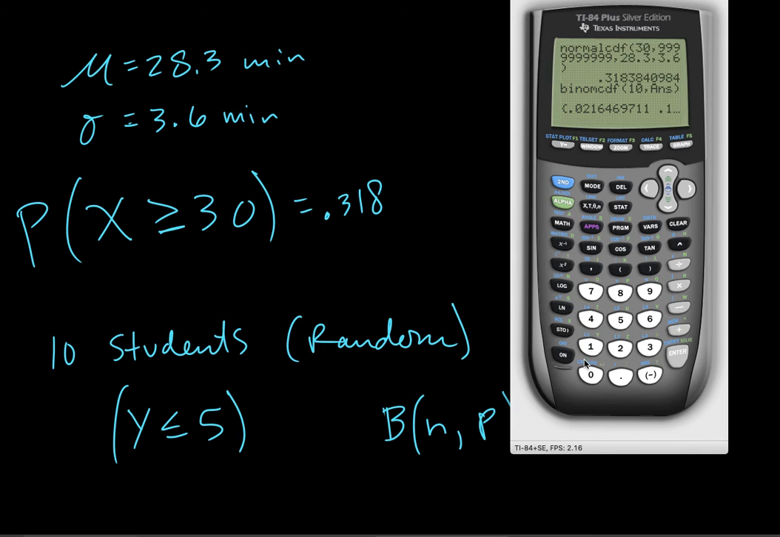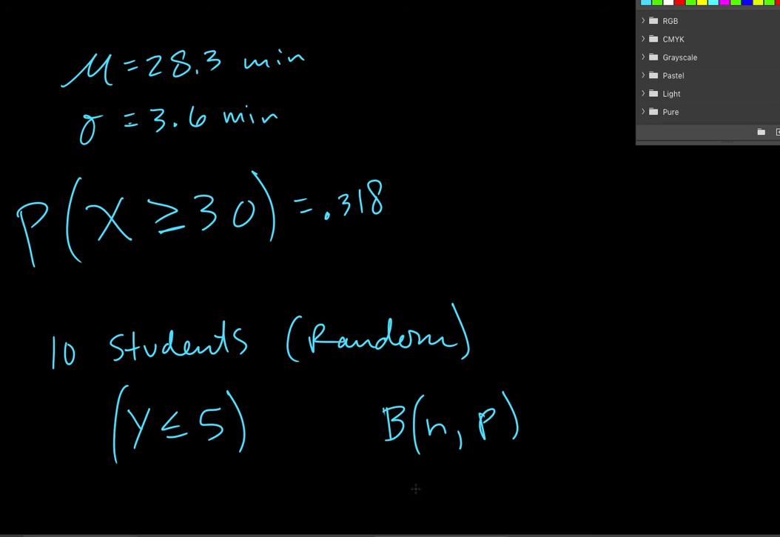Okay. So I'm going to go second catalog, binomial CDF. There were 10 students that we chose at random. And then the probability of getting a success was 0.318. And then we need to tell it how many we chose. So we chose 5. And that gave us 0.938.